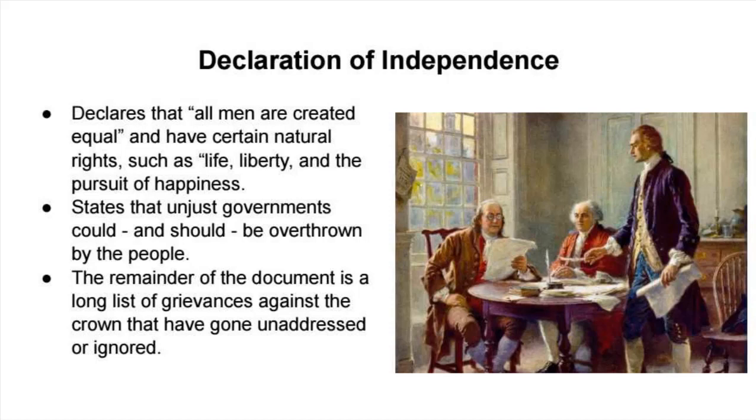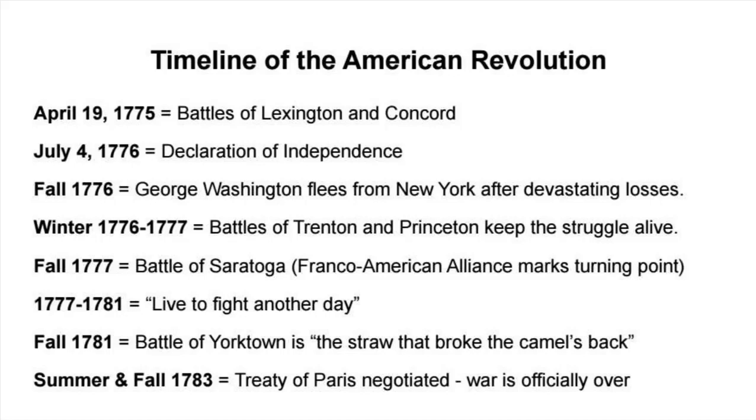It states all of the reasons why the Crown has screwed up. First, generically, they say unjust governments can and should be overthrown by their people. And the remaining body of the document goes from those generics to a list of very specific grievances against the Crown that have gone unaddressed or ignored. And on July 4th, 1776, this is made official. It is voted on July 2nd. It is not formally signed until July 4th. So then you have the American Revolution.